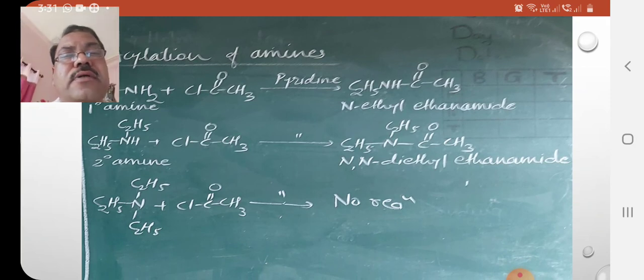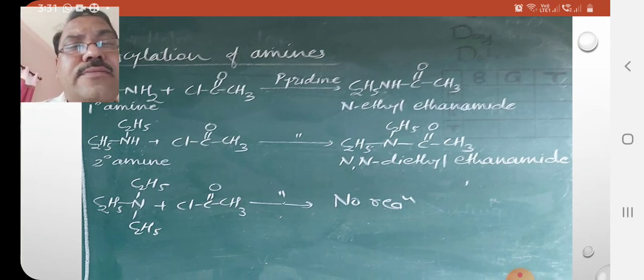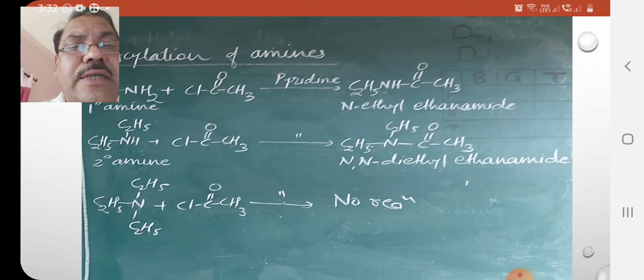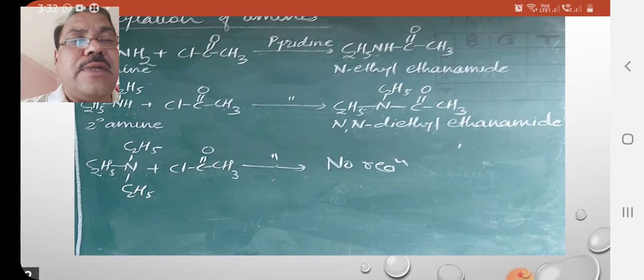If second degree amine is reacted with acetyl chloride, again hydrogen and chlorine get eliminated and N,N-diethyl ethanamide is formed. But if the same reaction is done with triethylamine, when triethylamine is reacted with acetyl chloride, there will be no reaction because nitrogen does not contain any hydrogen atom. Therefore, no elimination of HCl, and no reaction takes place.